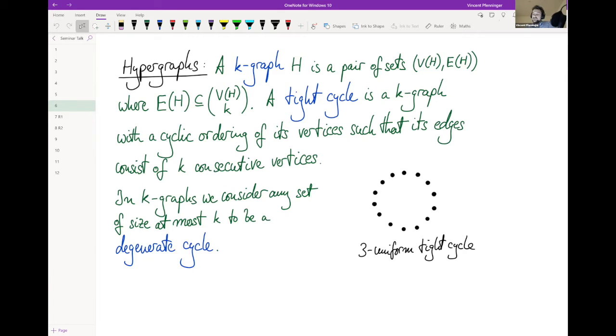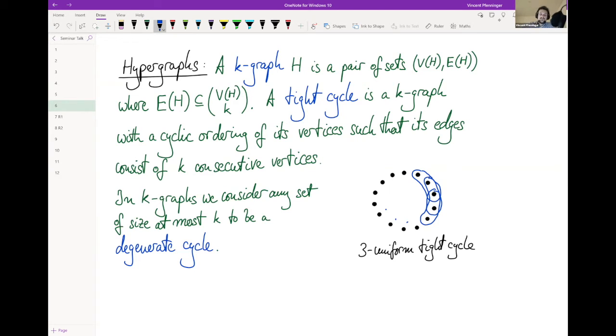of k consecutive vertices. So for example, if you want to draw a 3-uniform tight cycle here, then the first 3 vertices in the cyclic ordering form an edge, and then the next 3 vertices form an edge, and the next 3, and so on all the way around. Okay, so that's a tight cycle. And then for these sort of problems in k-graphs, we again consider any set of size at most k to be a degenerate cycle, again to avoid some trivial counterexamples to these sort of results, just as we did for Lehel's conjecture.